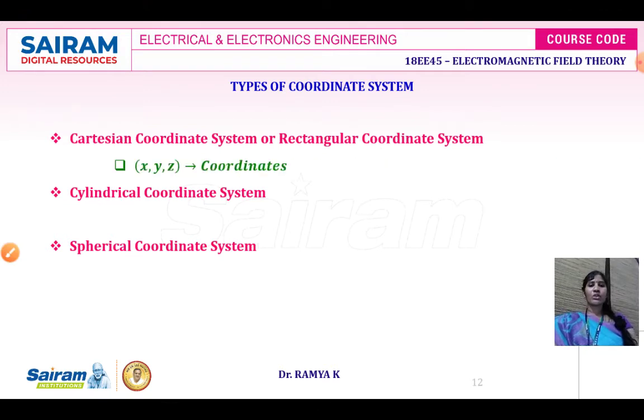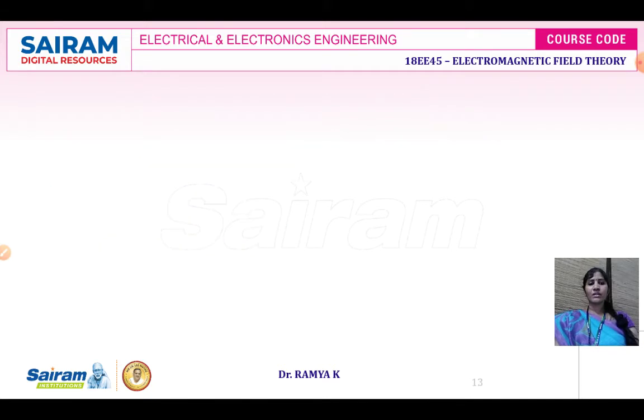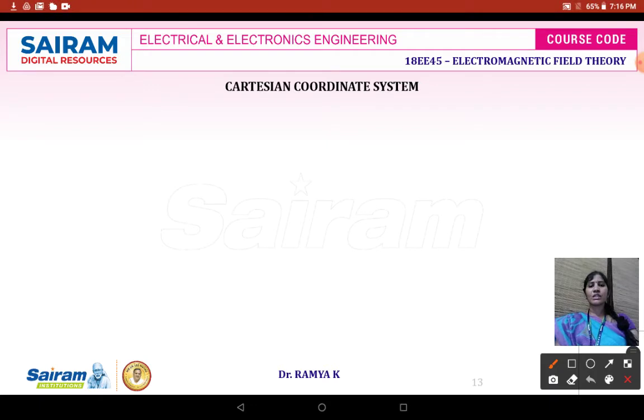So the Cartesian coordinate system ordinates are x, y, z as mentioned over here. The coordinates of the cylindrical coordinate system are rho, phi, z. Spherical is r, theta, phi. First we'll have the description of the Cartesian coordinate system. The three ordinates of the Cartesian coordinate system are x, y, z.